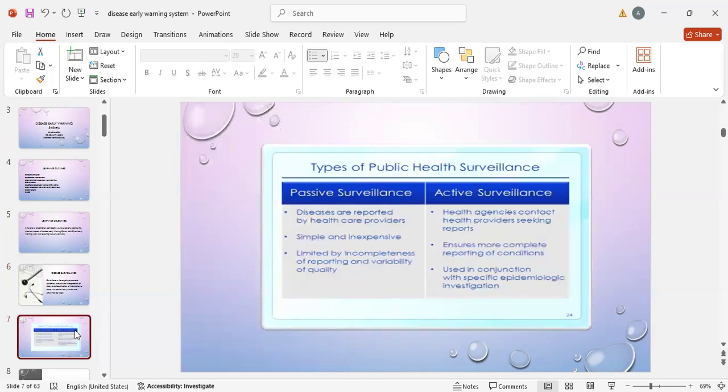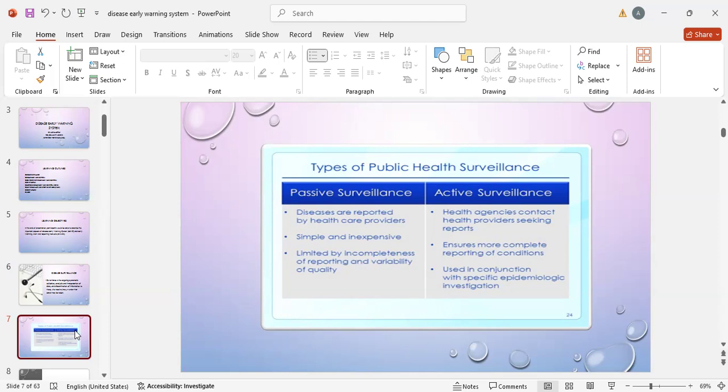Types of public health surveillance. There are two types of public health surveillance, passive surveillance and active surveillance. In passive surveillance, diseases are reported by healthcare providers, and in active surveillance, health agencies contact health providers seeking reports. Passive surveillance is simple and inexpensive. Active surveillance ensures more complete reporting of the condition, while passive surveillance is limited by incompleteness of reporting and variability of quality.